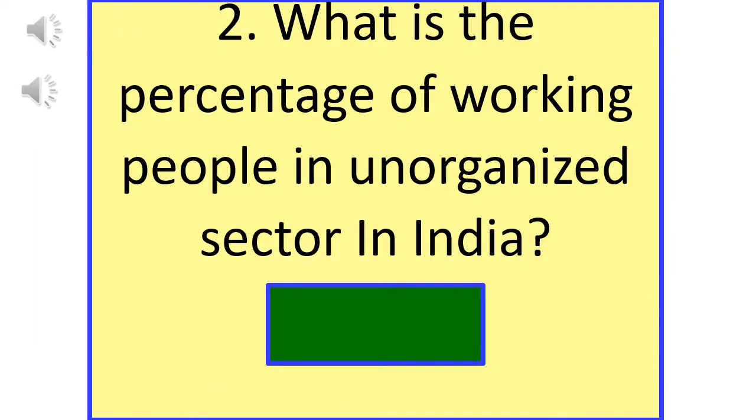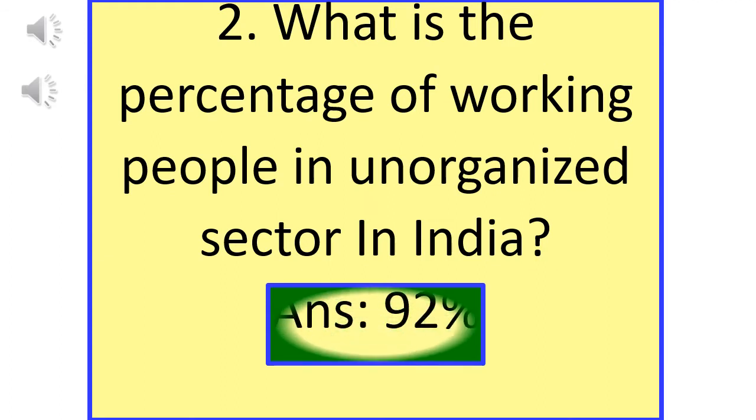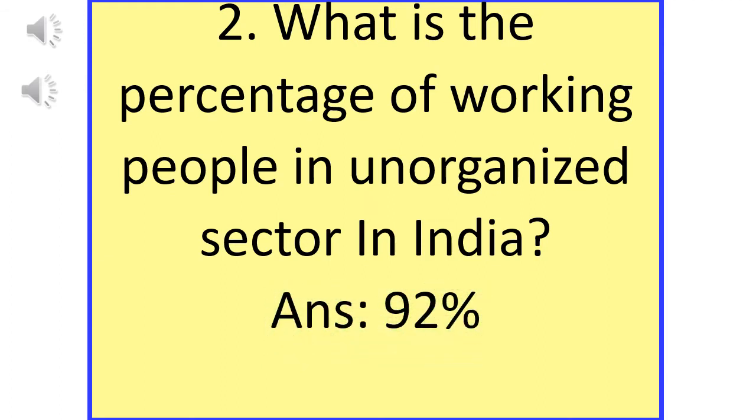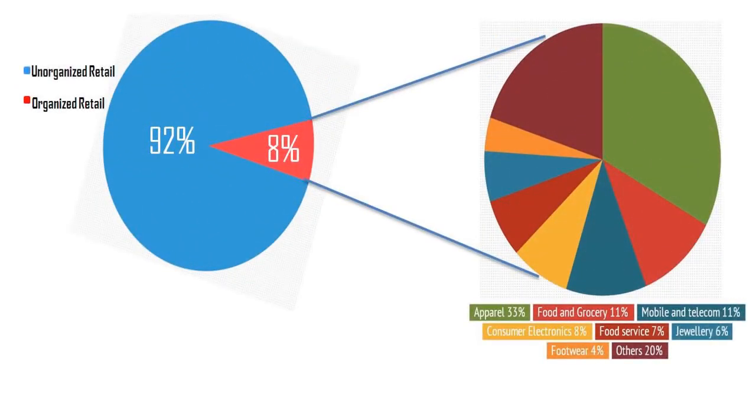What is the percentage of working people in unorganized sector in India? 92%. Working percentage of organized and unorganized sector in India.